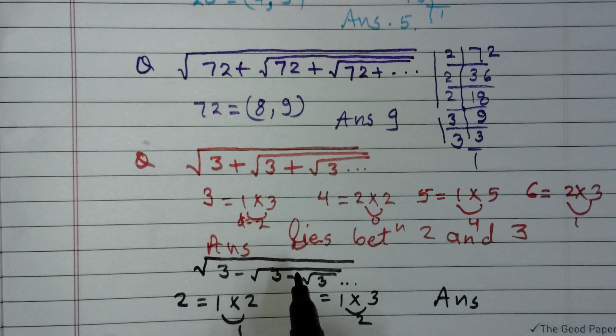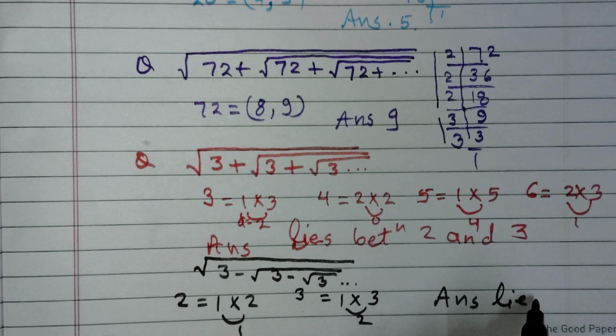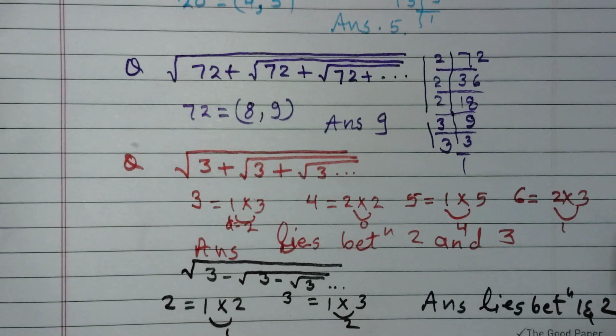So if there is a minus, then we take the preceding number, and if there is a plus in the square root sign, then we take the successor number. It means the consecutive next number. So the answer of this question lies between 1 and 2.